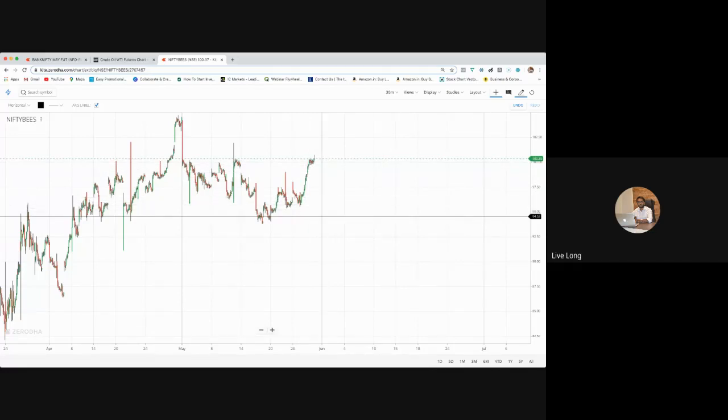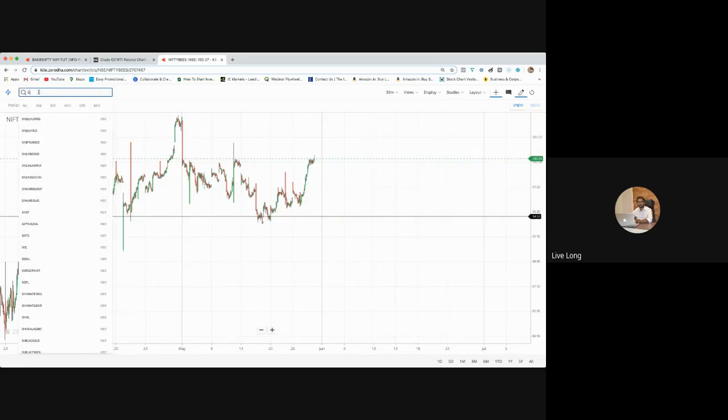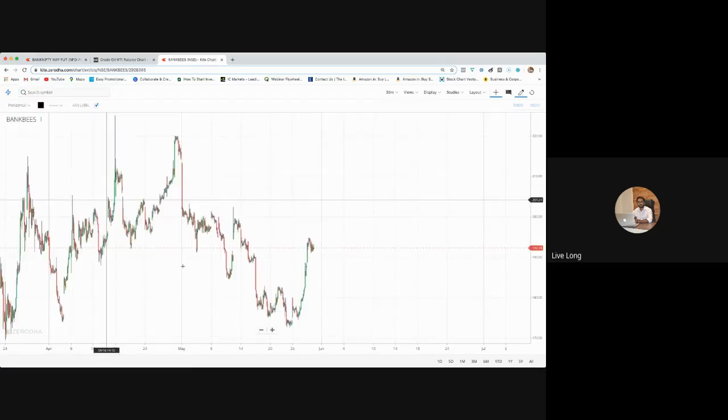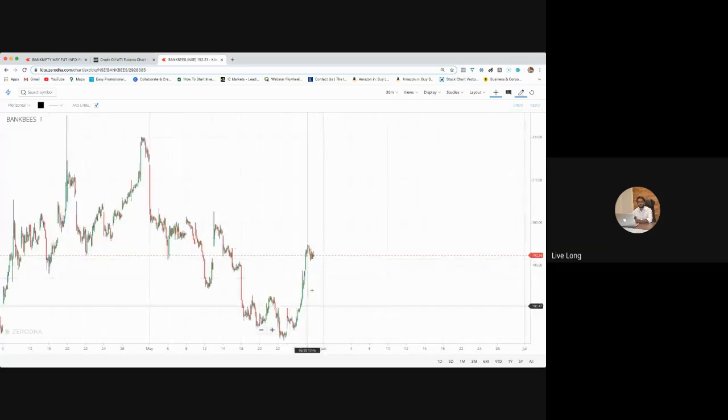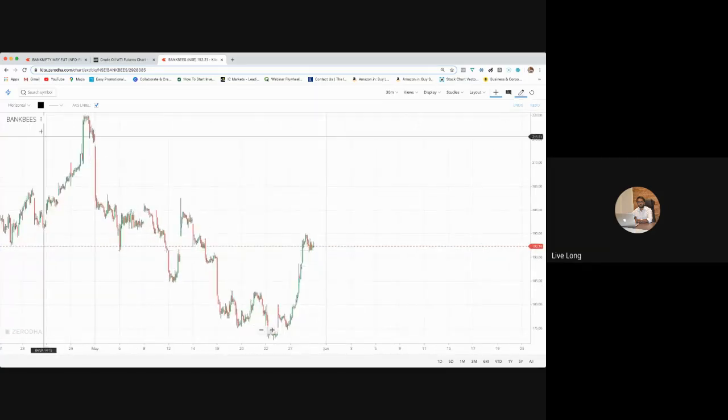So if you are somebody who is looking for the long term, you can definitely think about investing in Nifty BeES. Apart from that, there is something called Bank BeES. This is an ETF for the major banking stocks. For the stocks mentioned in Bank Nifty, we have something called the Bank BeES ETF.